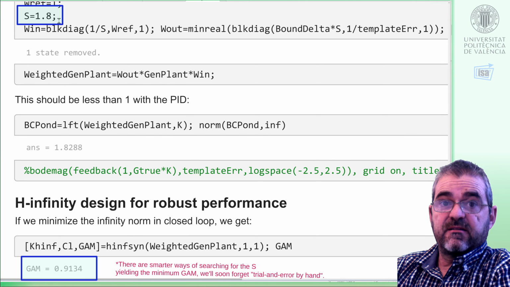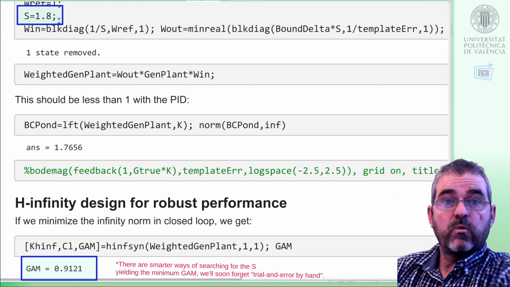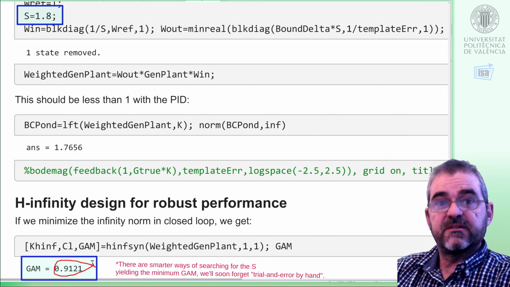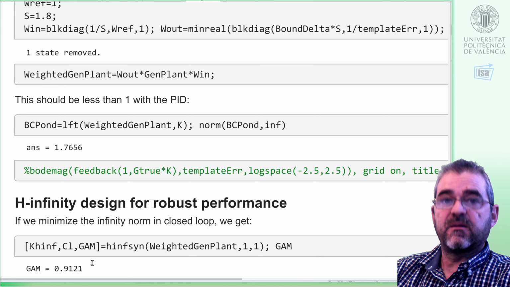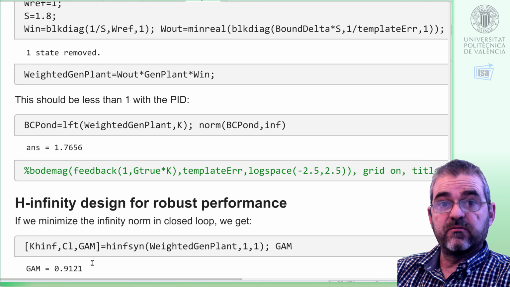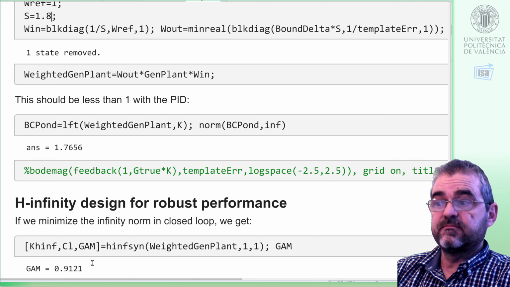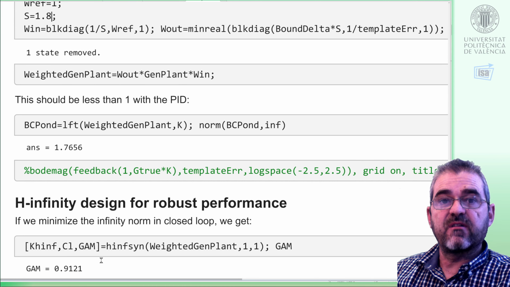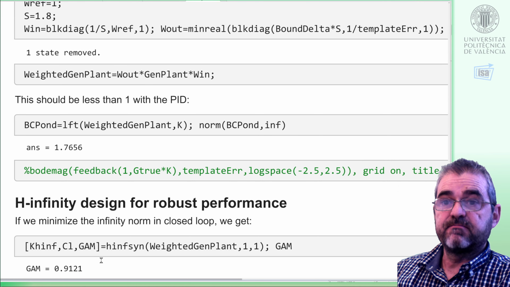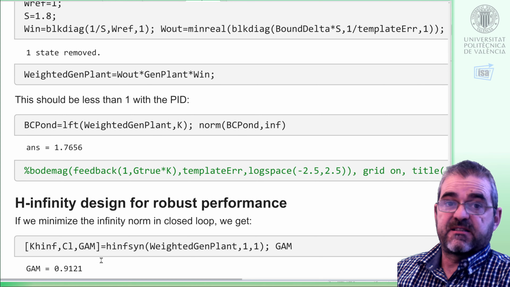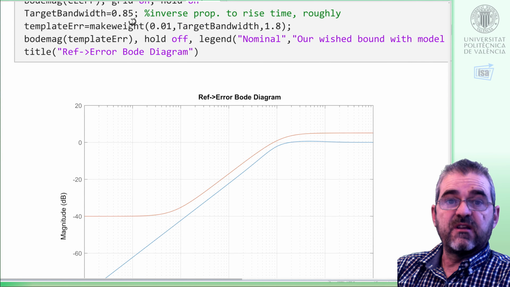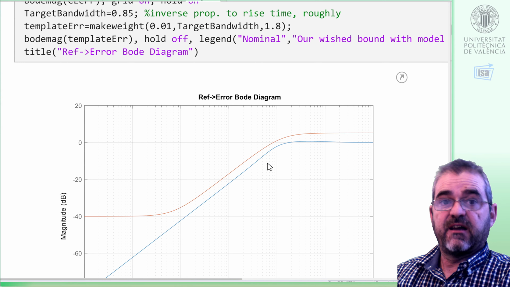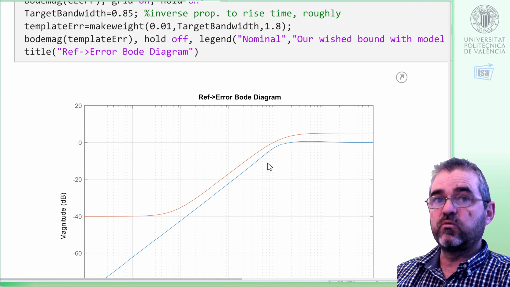But, okay, by trial and error, let's say I found that 1.8 gets me almost a 10% extra margin. So given that we have extra margin, we can try to find a controller for an even larger uncertainty bound, or, if we are happy with our current uncertainty bound, we may pursue faster performance. So instead of a target bandwidth of 0.85, I may move my performance requirements towards the higher frequency ranges, and faster set points would be followed with lower errors.